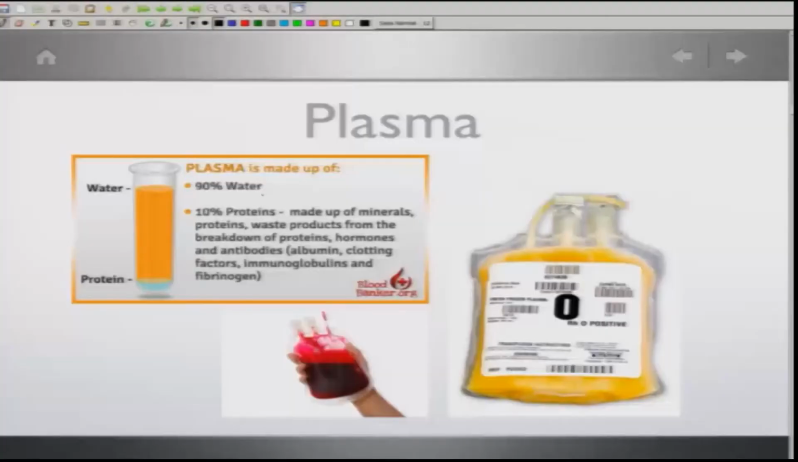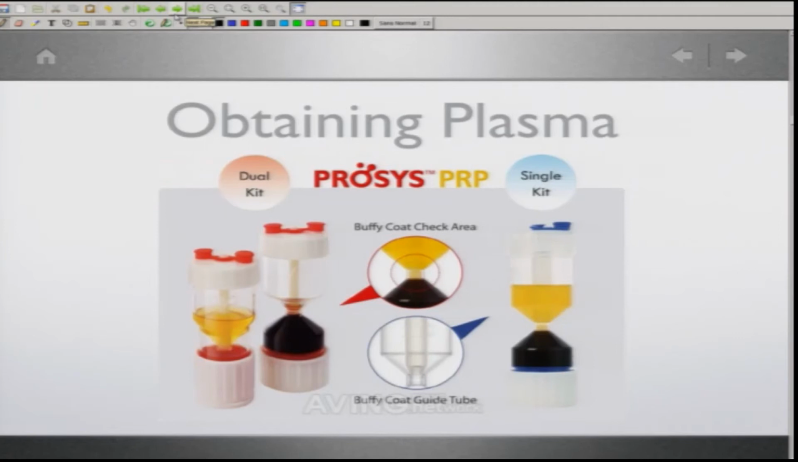Now, the part of the plasma, which is made up of 90% water, as I was telling you, and 10% protein, made up of minerals, protein, waste products, breakdown of protein, hormones, antibodies, albumin, clotting factors. So, there are a lot of places where you will see that plasma is being stored, and it has its own function. It has to be used for transfusion and several other things. Plasma can be obtained in several ways, where you store the plasma: you separate out the blood and you take out the plasma.